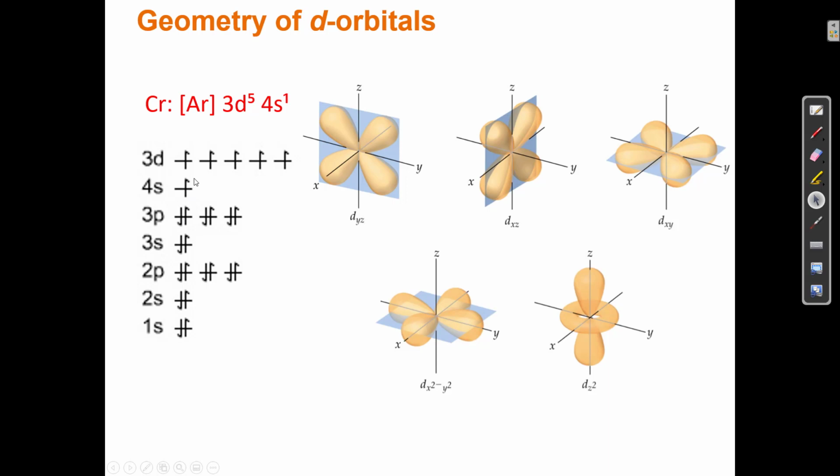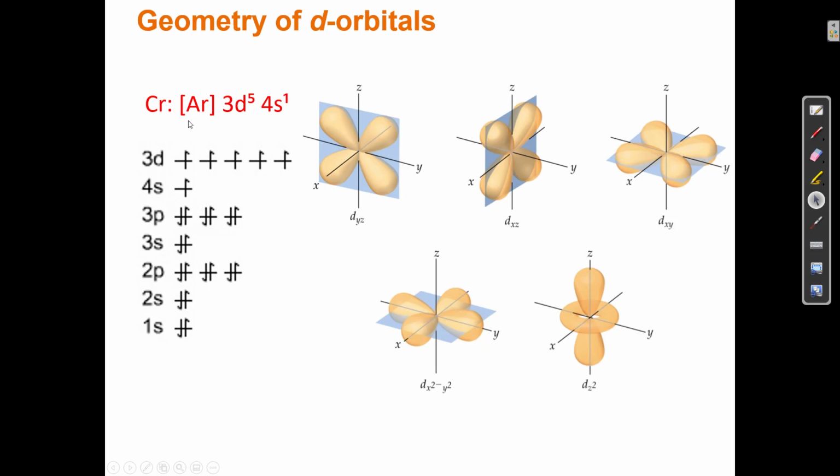So here's the electron configuration of chromium. It has all of these up to 3p, we call that argon, right? So all of these full orbitals here, that's the electron configuration of argon, so we just use the shortcut. And then beyond argon, we have 3d5, 4s1. So this is the orbital diagram and the electron configuration for chromium.